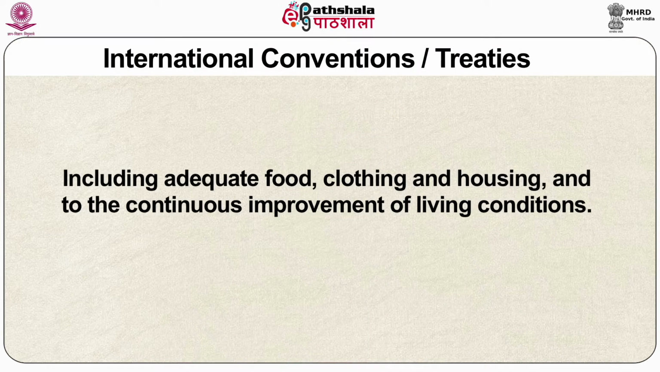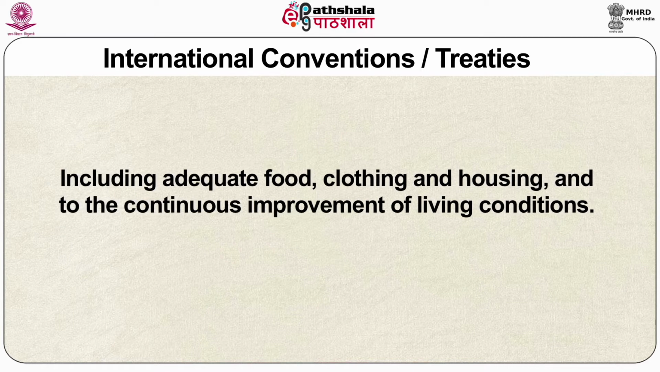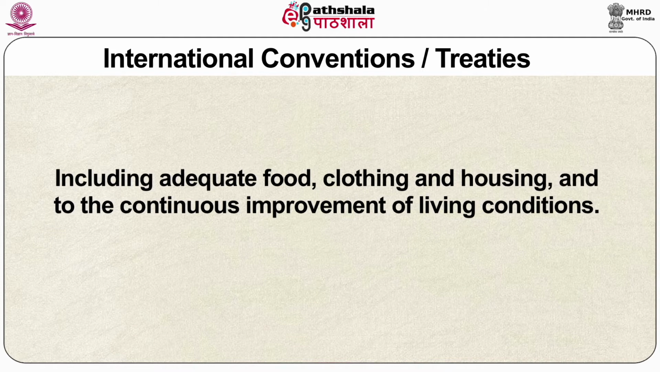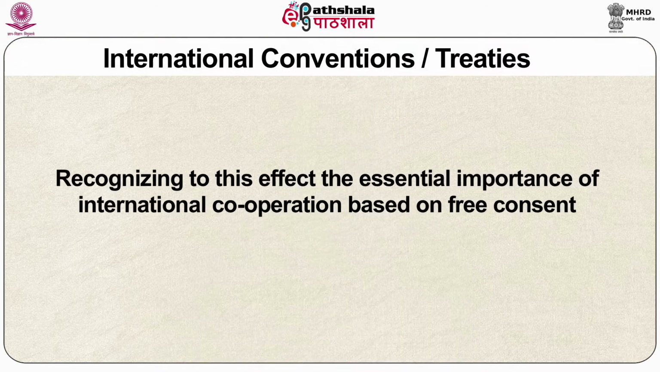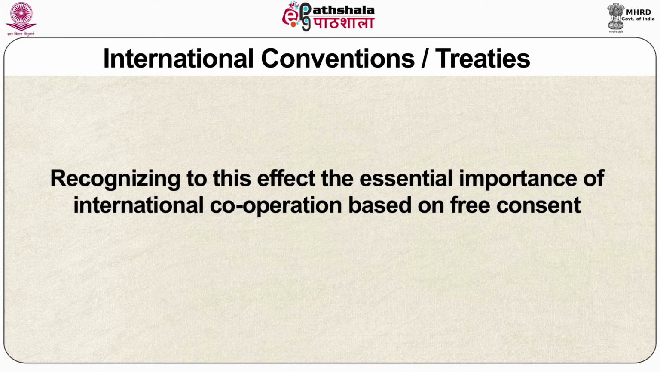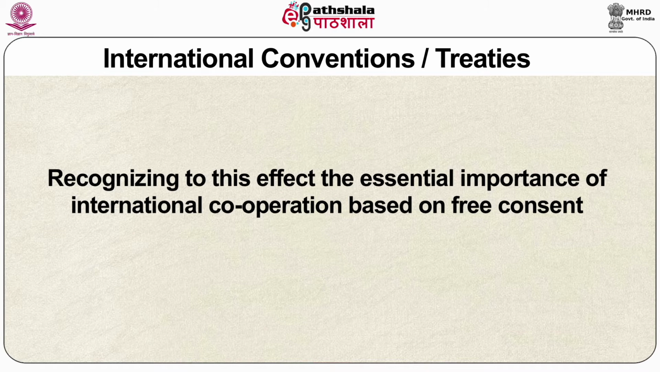The states parties to the present covenant recognize the right of everyone to an adequate standard of living for himself and his family, including adequate food, clothing and housing, and to the continuous improvement of living conditions. The states parties will take appropriate steps to ensure the realization of this right, recognizing to this effect the essential importance of international cooperation based on free consent.